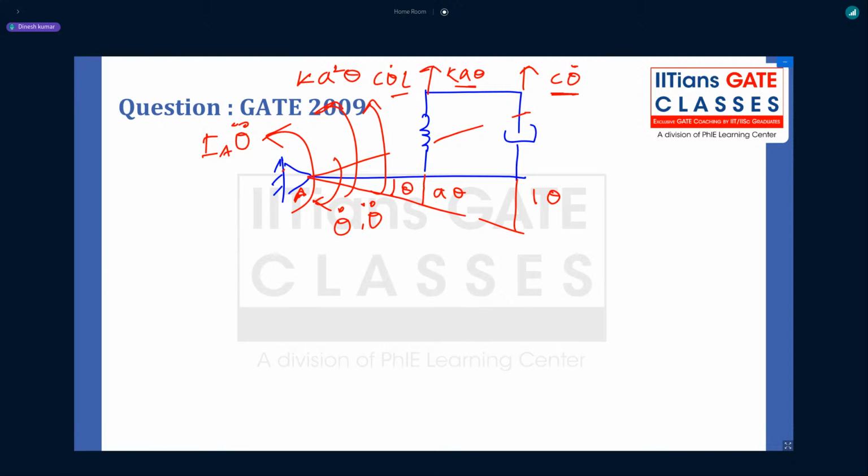So guys, if you write the equation of motion now, it will be Ia theta double dot plus C L squared theta dot plus K a squared theta equal to 0. Now guys, I have written this. In the case of rotational vibration, what is the natural frequency? What is the natural frequency, guys?